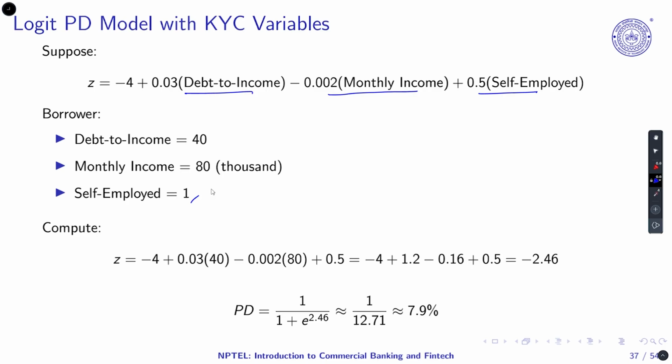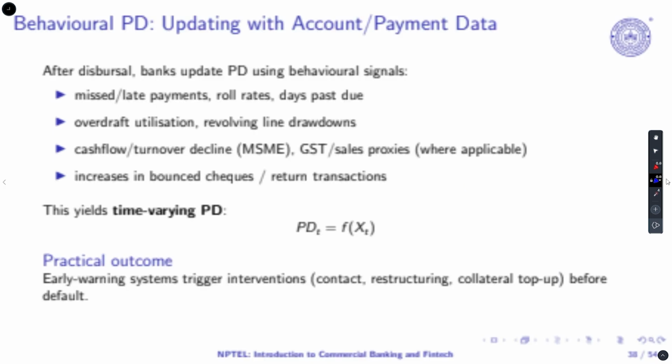So here, I am getting 2.46, so I can put this into the logistic formula, exponential of minus 2.46. Now if I solve this, I am getting 7.9. So probability of default is 7.9 percent, which is a big number, and which means that around 8 people out of 100 are going to default, and this is also one of the important considerations.